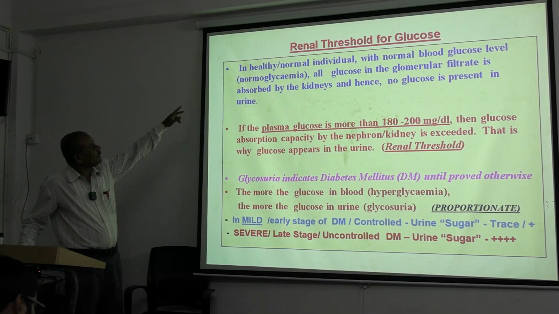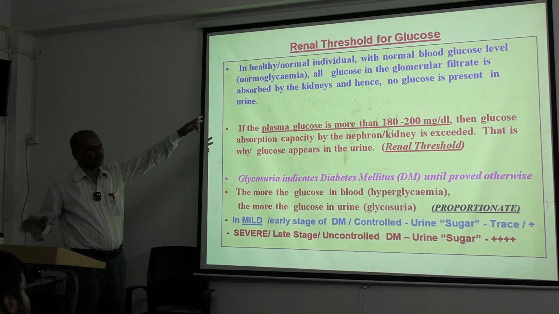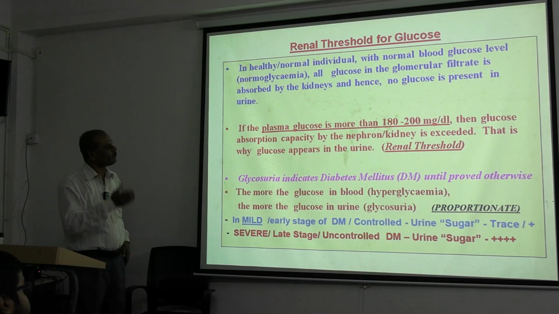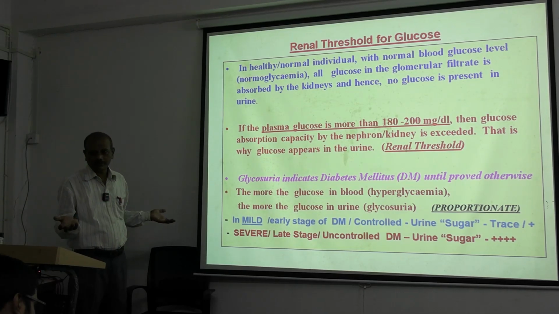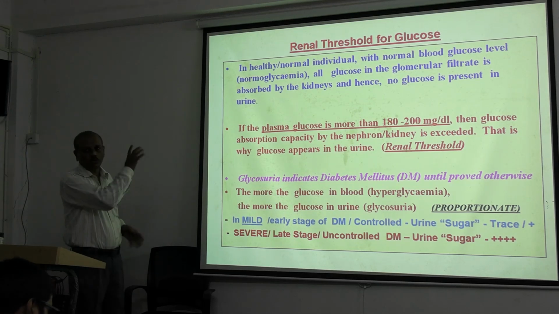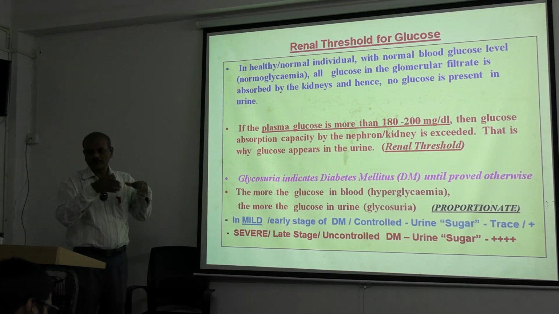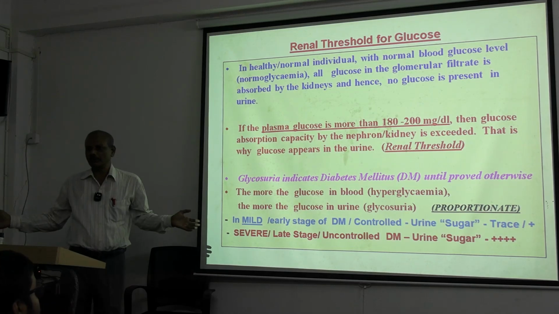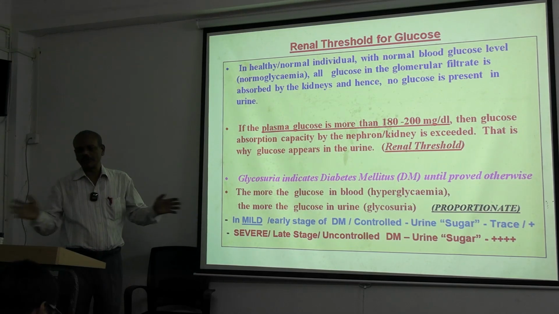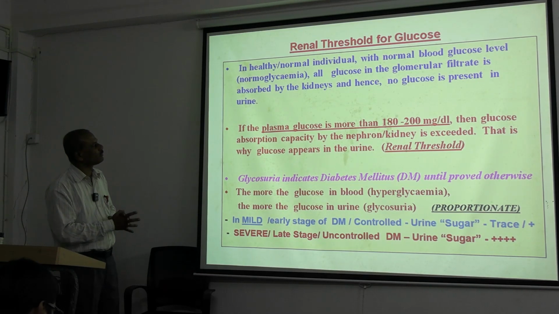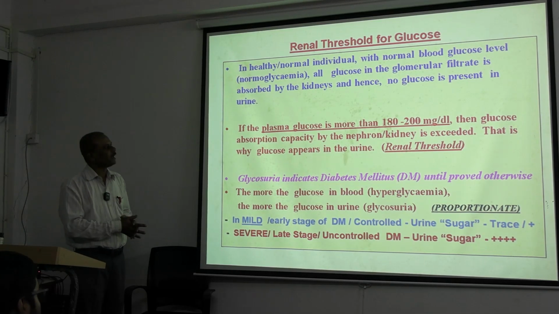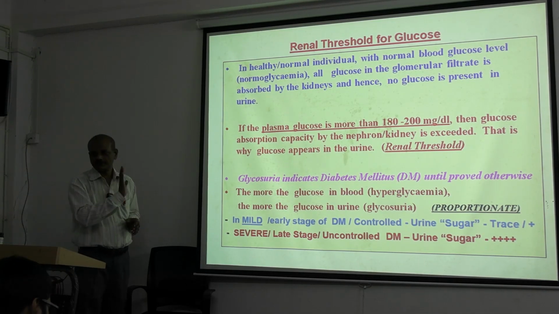So what is this? In a healthy or normal individual, like we who are healthy, non-diabetic, we have a normal blood glucose level. That is called normoglycemia. I am just orienting you to the terms. We are all having normal blood glucose, meaning we have normoglycemia. All glucose in the glomerular filtrate is absorbed by the kidneys, meaning the nephrons, and hence no glucose is present in the urine.